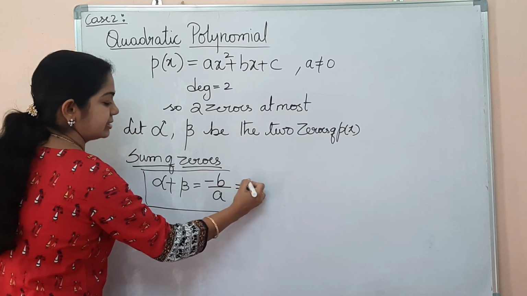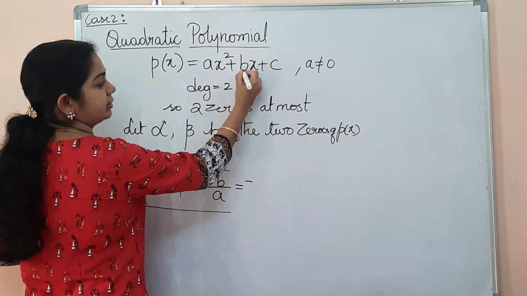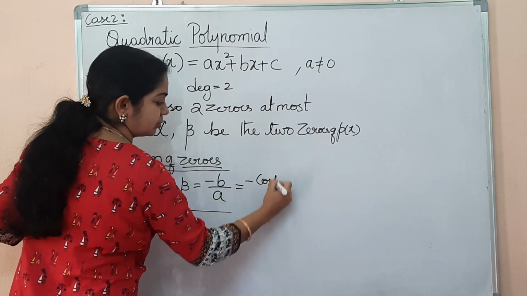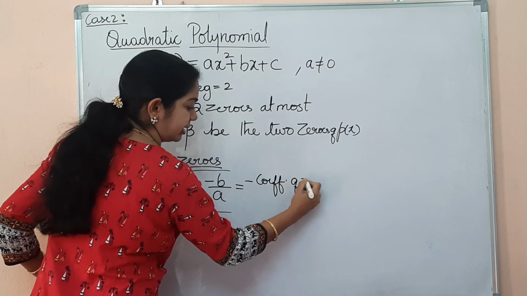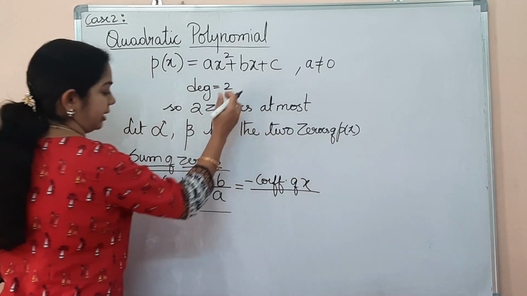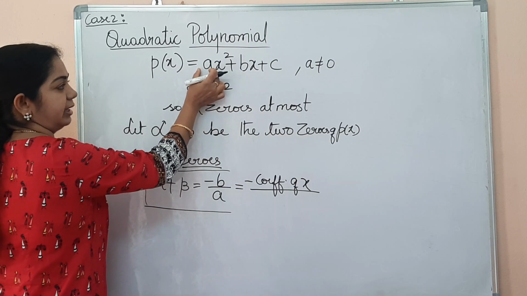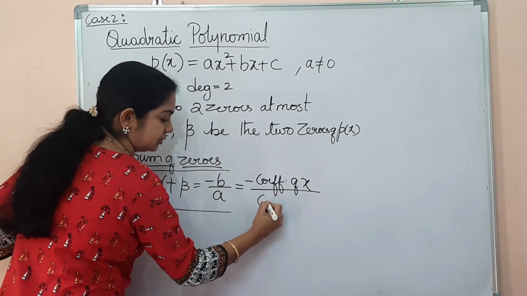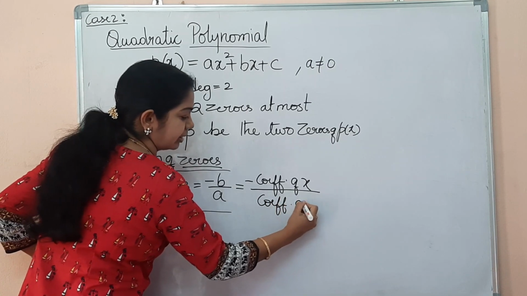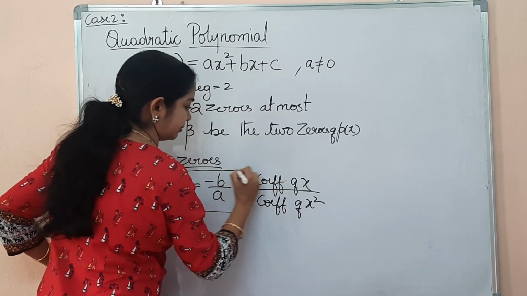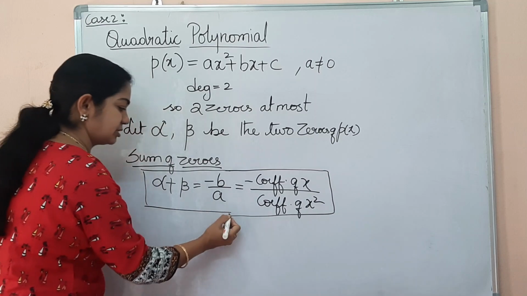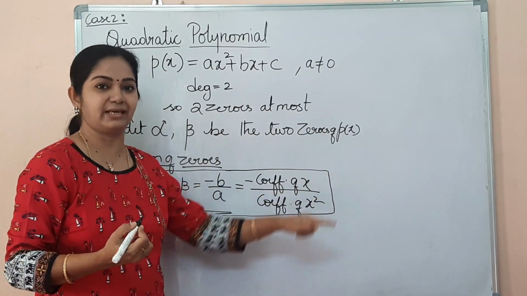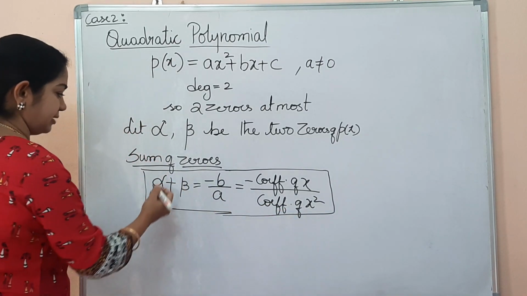Now minus b is what here? b is the coefficient of x, isn't it? So it is minus the coefficient of x upon a, and a is the coefficient of the x square variable. So this is the relationship established. We'll be verifying it using an example.